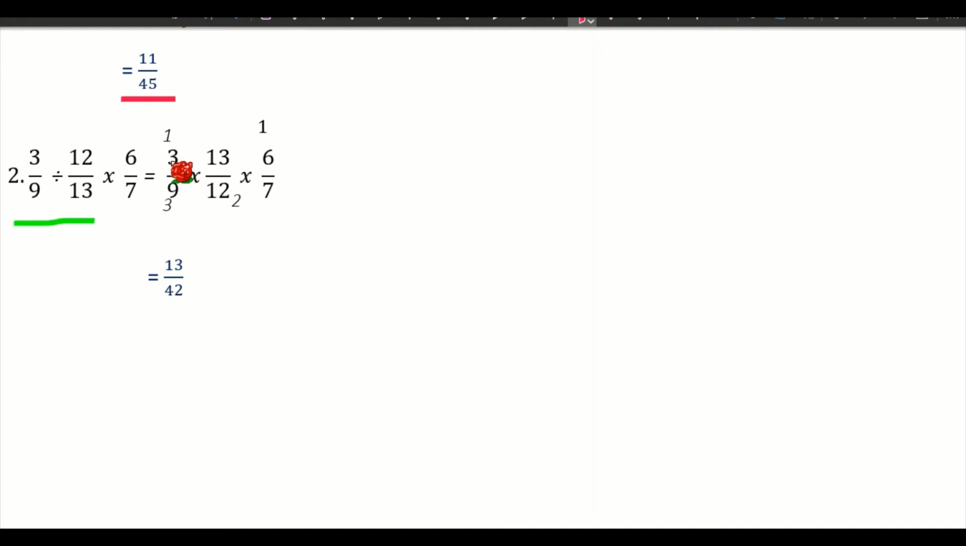So, we have here 3 and 9. Okay? So, they're both divisible by 3. So, 3 divided by 3, that is 1. Kaya siya may 1 here. And 9 divided by 3, that is 3. Alright? Here naman, we have 12 and we have 6. So, pareho silang divisible ng 6. So, 6 divided by 6, we have 1. And 12 divided by 6, we have 2. So, therefore, we now have 1 over 3 times 13 over 2 times 1 over 7.